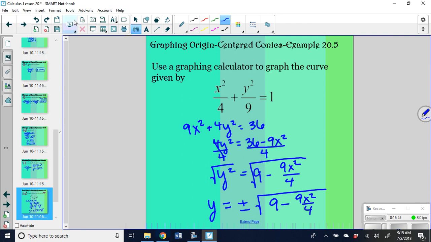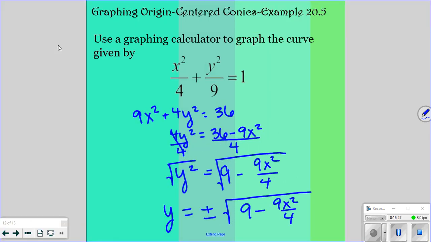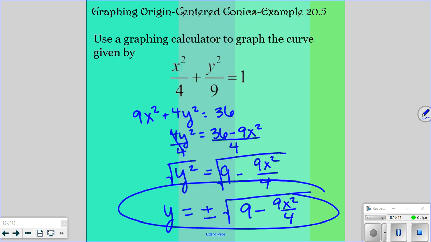On your test, you're not going to bring your calculator up to me to show me, here's my graph. What it's going to ask you for are the equations that you would graph. Like, what equations would you use to graph this curve on the graphing calculator? And so you would be looking at these equations down here. So that's what it would be asking, not actually to plug it into your graphing calculator.